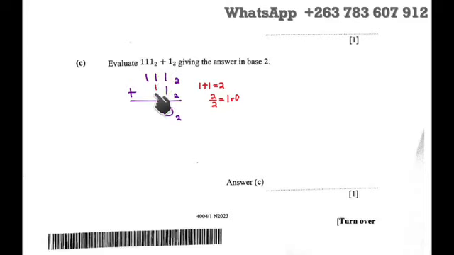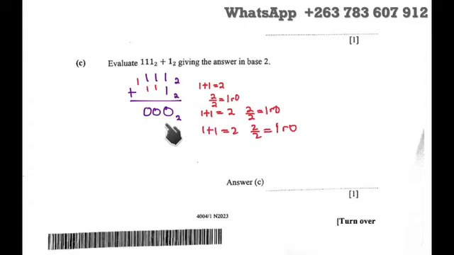then I'll carry 1 here, like this. 1 plus 1 is 2. 2 divided by 2 is 1 remainder 0. Then here we also have 1 plus 1, which is 2. So 2 divided by 2 is 1 remainder 0. We write a 0 here, and we carry our 1.